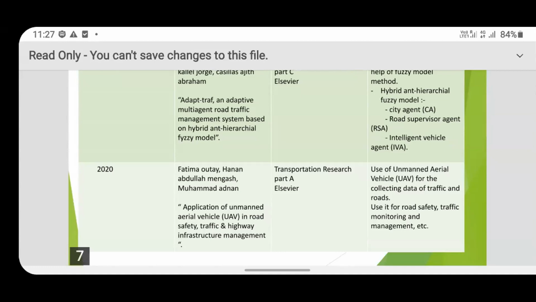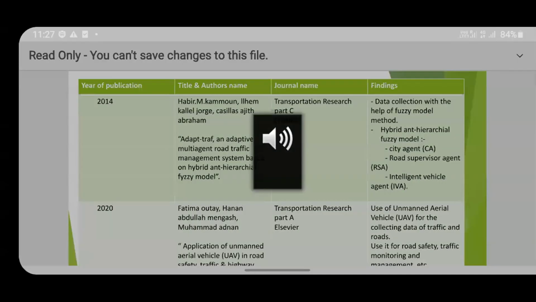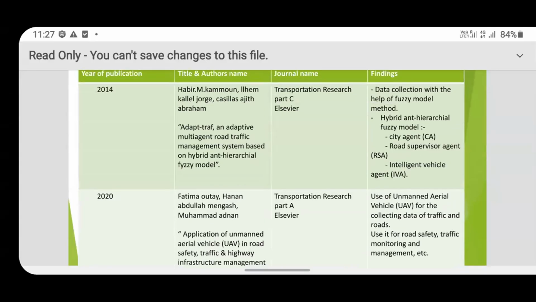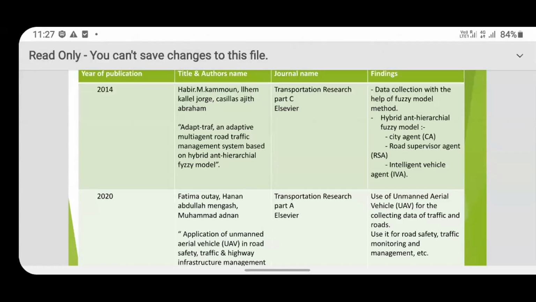IVA is the intelligent vehicle agent. First, what is the agent? One agent for each vehicle. What is the role? Vehicle interface, interacting with the driver; decision maker, providing the best real-time traffic information; and vehicle educator, guiding the driver to move the vehicle. In that, what is the interaction?